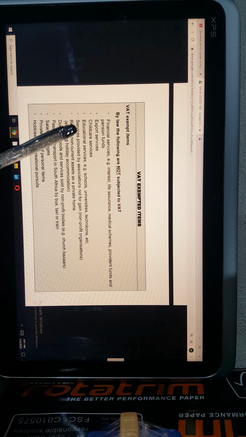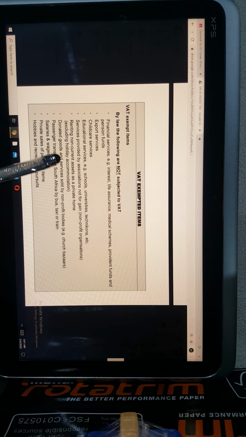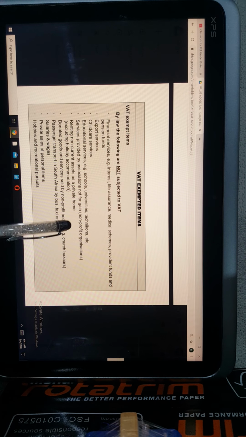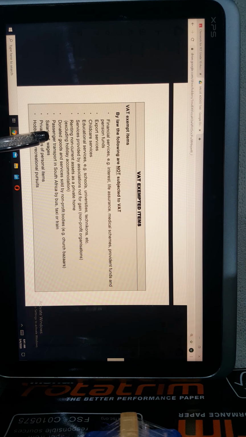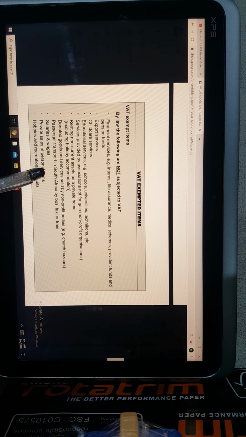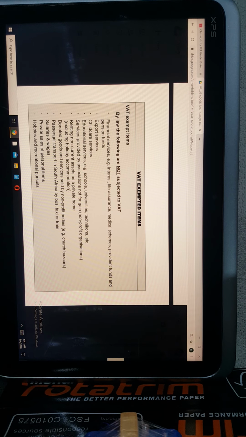Export services, childcare services, so if you're doing a babysitting service, you're not allowed to charge VAT. Educational services, like on your school fees, your university fees, they cannot charge you VAT on it. Services provided by associations not for gain, non-profit organizations, we'll do that a bit later on. Renting non-current assets as a private home, which means it's your own asset and you are renting it out. Okay, you've got a tenant in there, you're not allowed to charge VAT. Donated goods and services, okay. Passenger transport in South Africa by bus, taxi, or train. Salaries and wages. So we're going to do that, that's our next section.